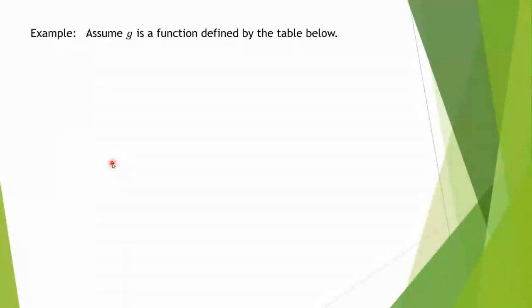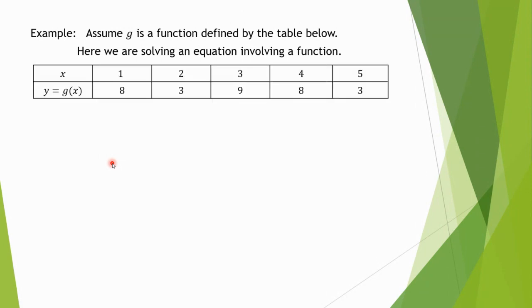Well, now let's go the other way. We're going to use the same g, but now we're going to assume we have our output and we want to find the input. So let's say we want to find all x such that g of x is 8. Again, we're solving an equation involving a function.